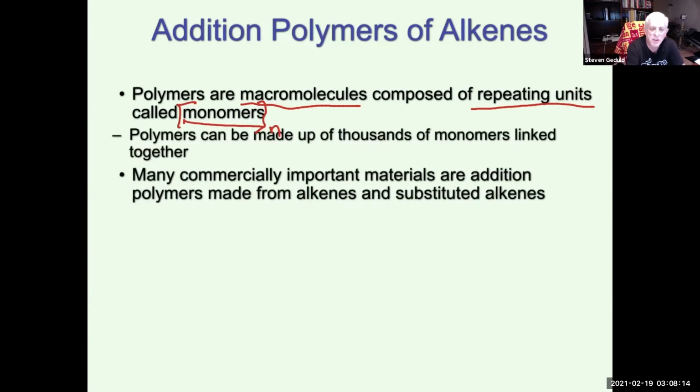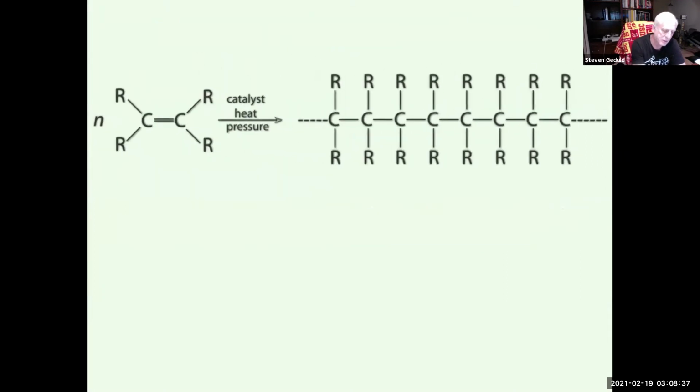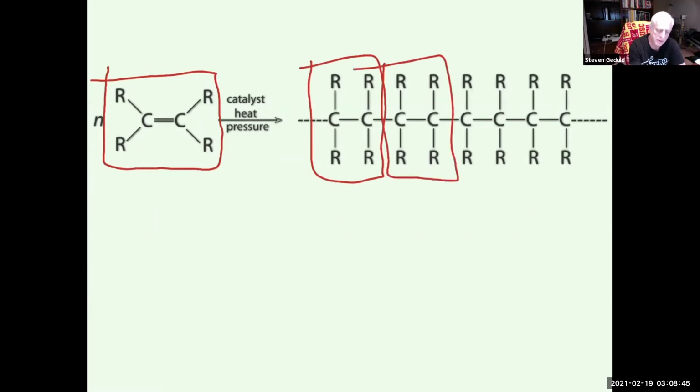A lot of commercially important materials are addition polymers made from alkenes and substituted alkenes. Addition polymers are named for the fact they are made by the sequential addition of repeating alkene monomers. So we take that unit, we add another one, and link it all together. That's what makes a polymer. So here's our unit. Catalyst, heat, pressure, and we link it. There's one unit, a second unit, a third unit, and so on. We link all these together up to 1,000 times, or maybe more, and it makes a long string.